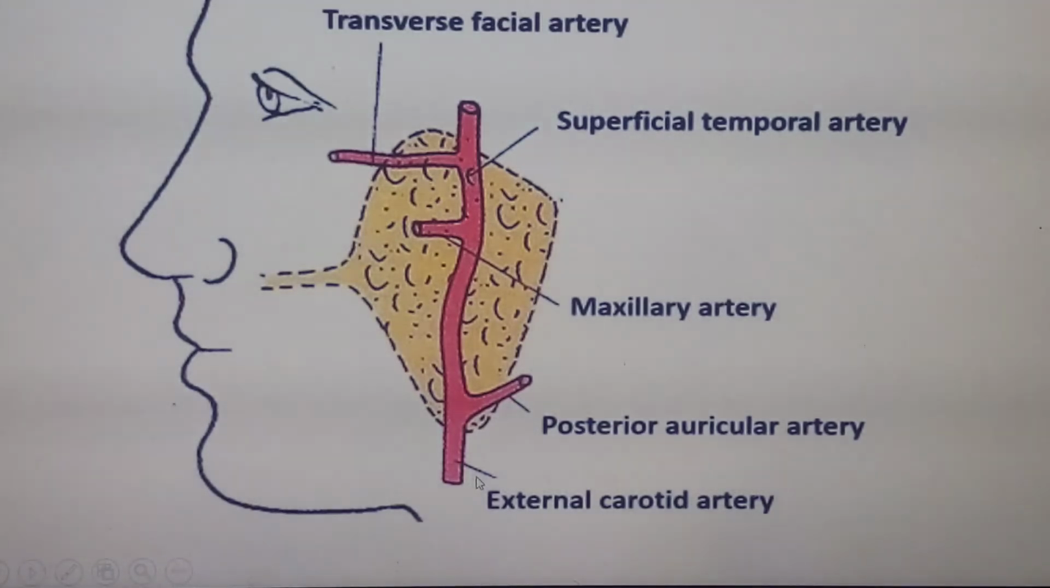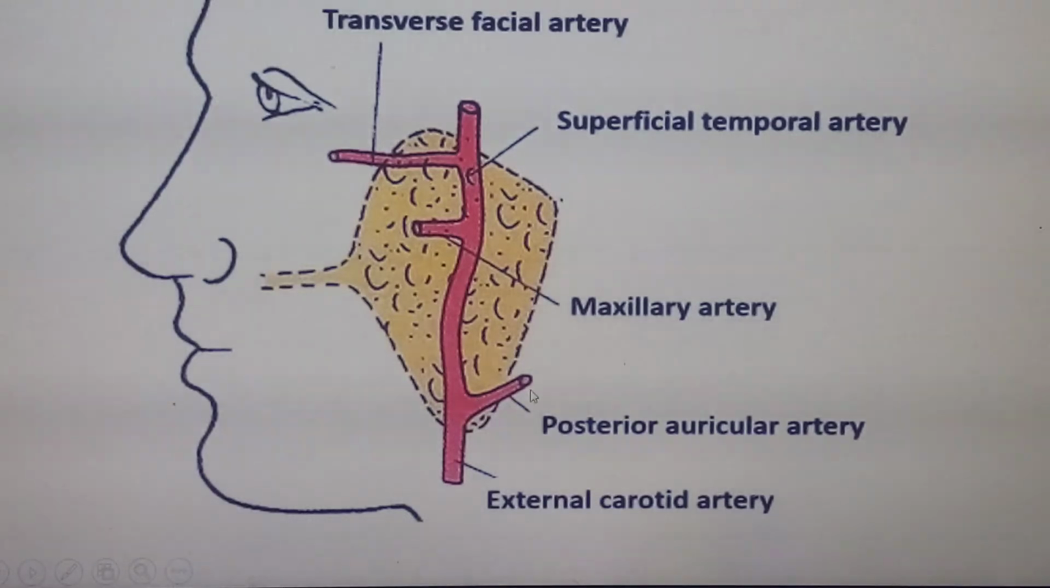Now remember, the internal carotid artery has nothing to do with the external aspects of the body. It goes into the cranial cavity, so it's more internal. It's rather the external carotid artery whose branches we will see going through the substance of the parotid gland. And as you can see, one of them is the external carotid artery itself.